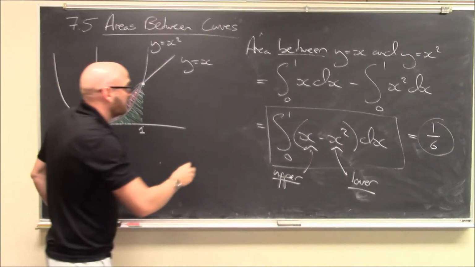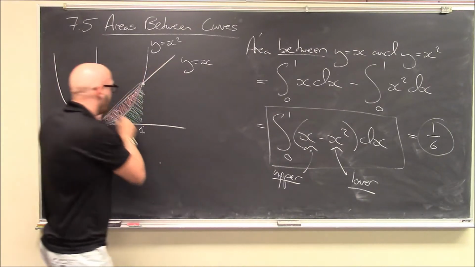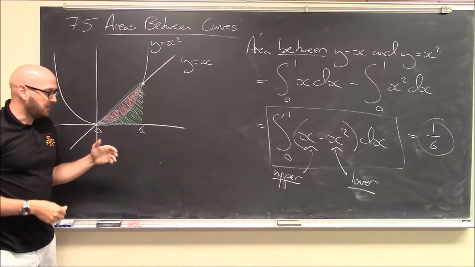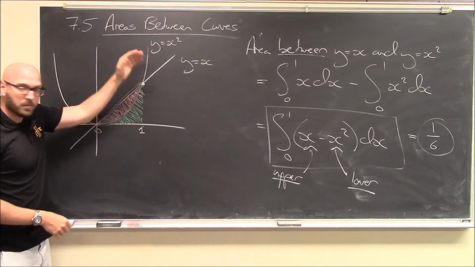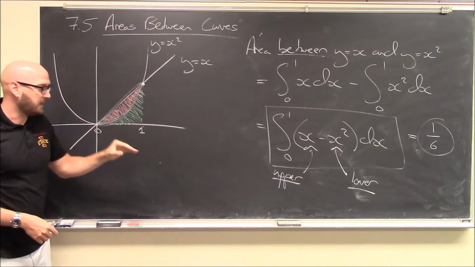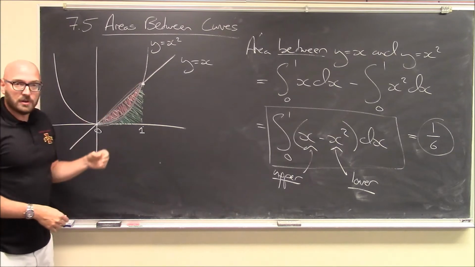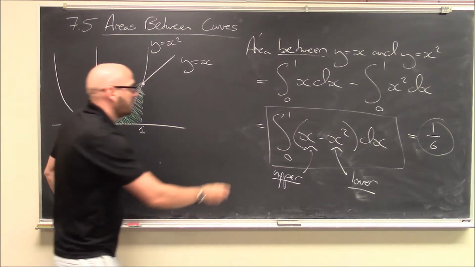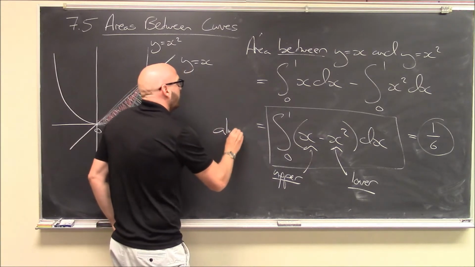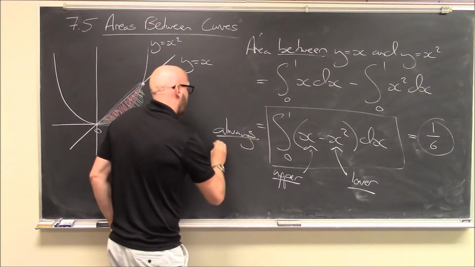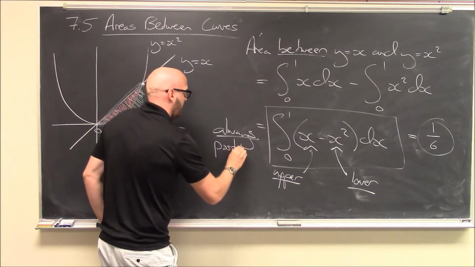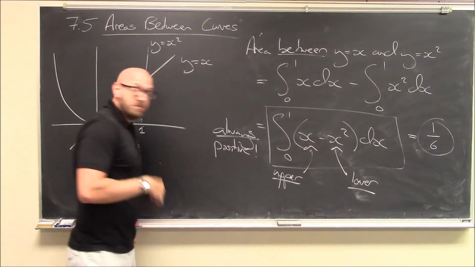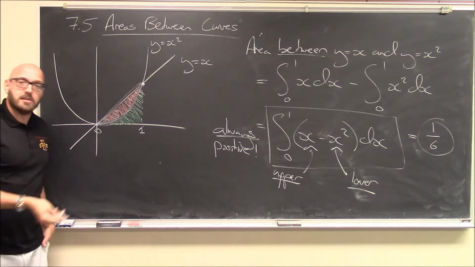I'll also say one more thing, is area between curves, this is always positive. It doesn't matter if it lives below the x-axis or above the x-axis, we're not doing net area or anything here. When we're computing area between curves, this is an actual geometric quantity, it's a positive area. So this is always positive. Which means if you get a negative answer, you know you've done something wrong.